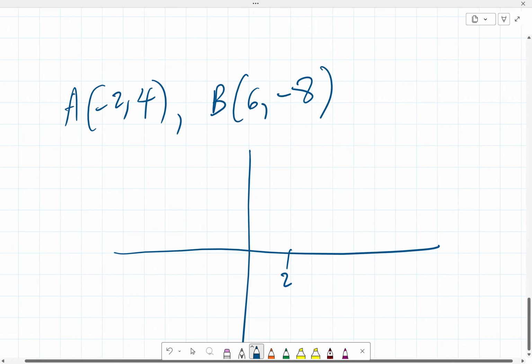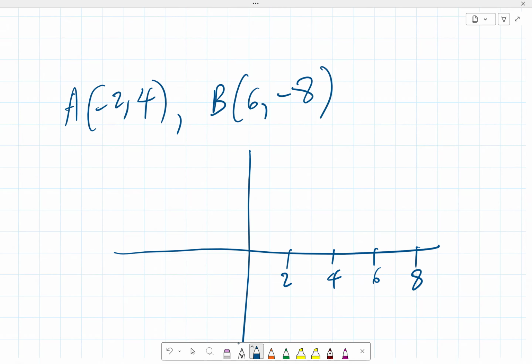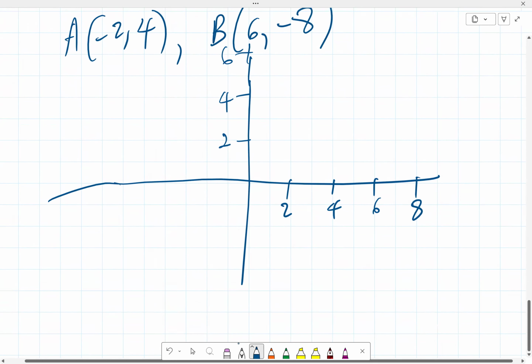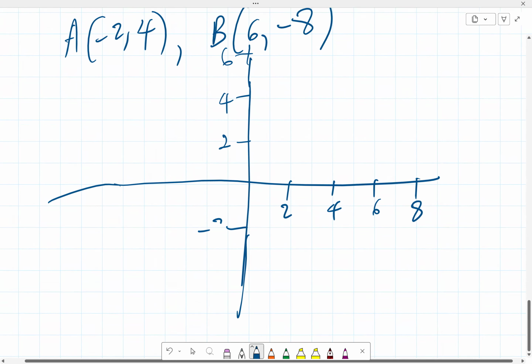So this is 2, 4, 6, 8. The 8 is negative on the y-axis. So that's 2, 4, 6, and down here we have minus 2, minus 4, minus 6.